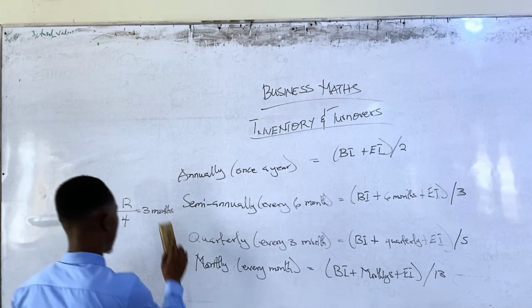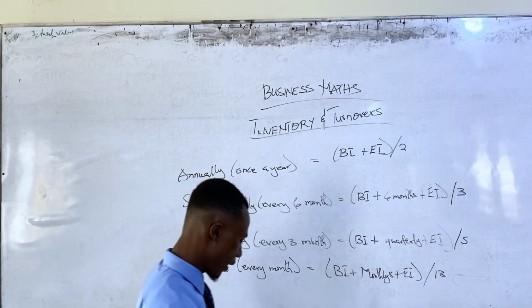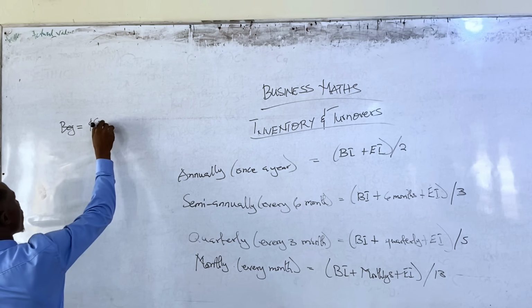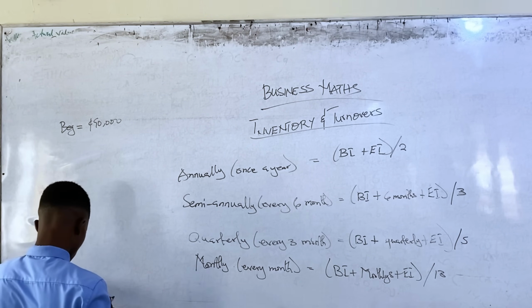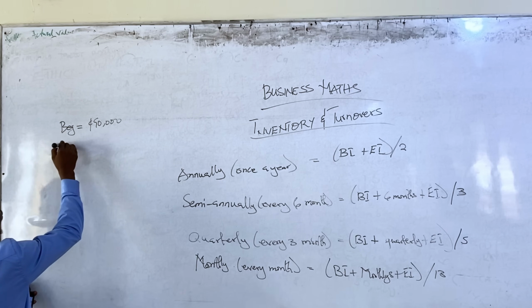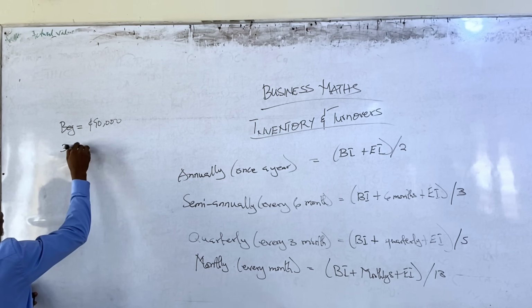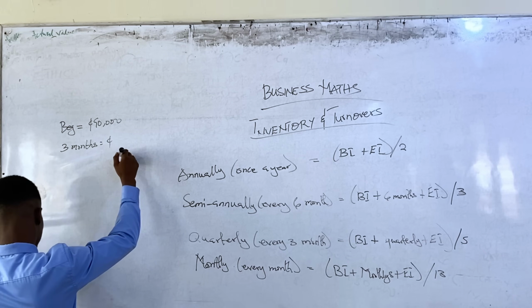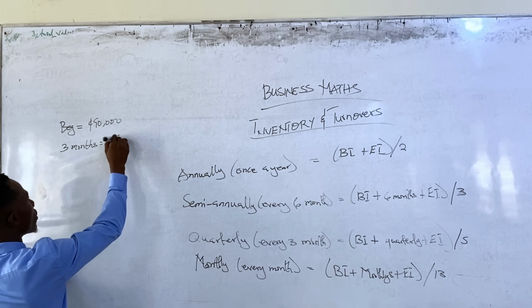Okay, so let's pick a question. The question says inventory for the year based on selling price are as follows. We have the beginning inventory as 90,000. Then we have end of month 3, so first 3 months, we have 80,000.